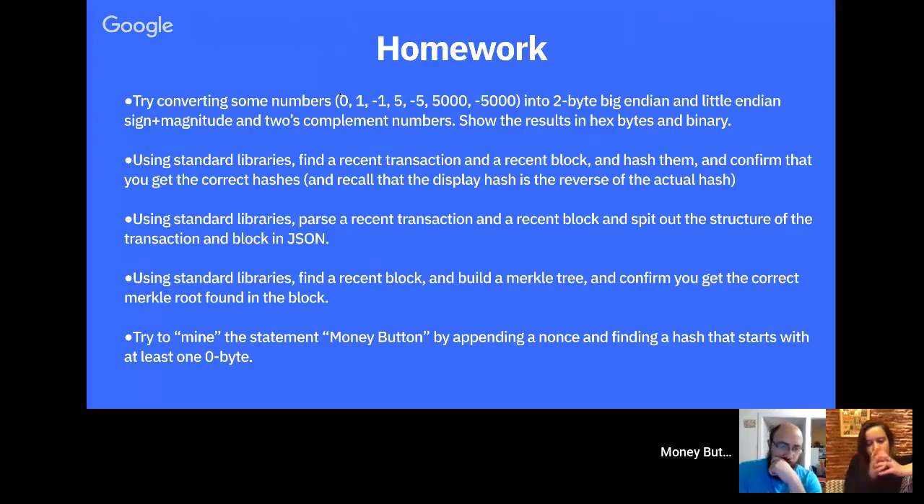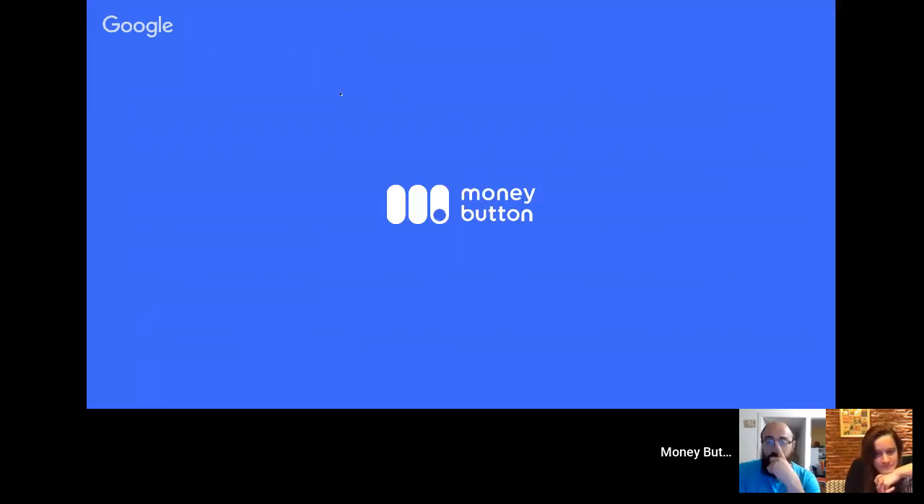Using a standard library, build a Merkle tree and confirm that you get the Merkle tree correct. Now you have to know some details about exactly how things are hashed, which you can easily see by looking at the source code of the library. And then finally, if you understand mining, you can mine the statement money button by appending a nonce to the sentence and then changing the nonce until you find a hash that starts with at least 1 0. And that's what Bitcoin miners do. Okay, so that was a super fast overview of all of the details of what is inside transactions and blocks.